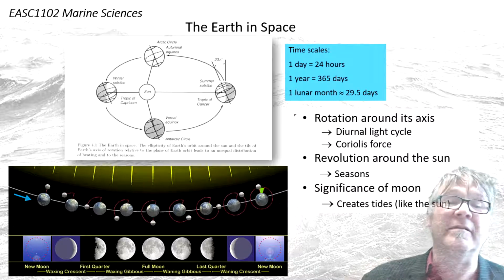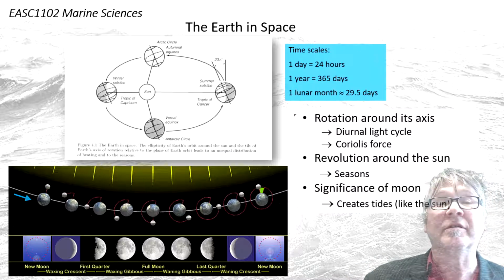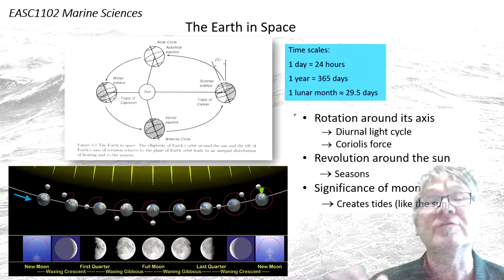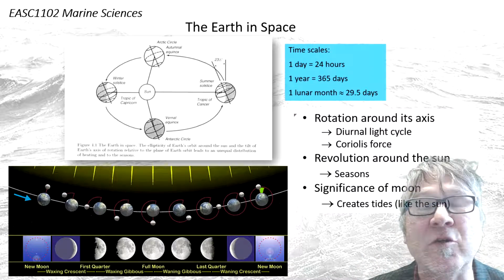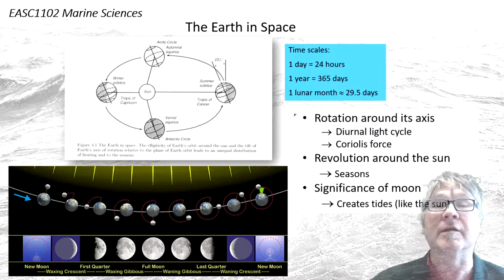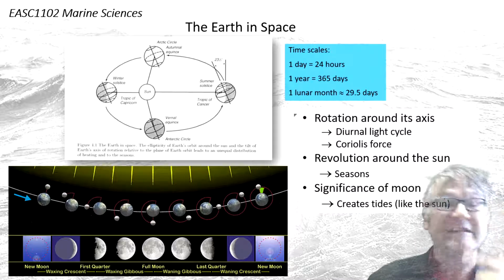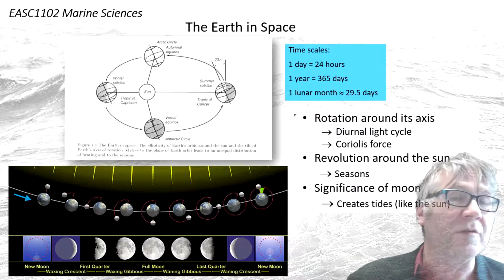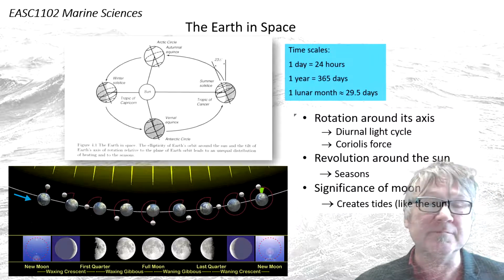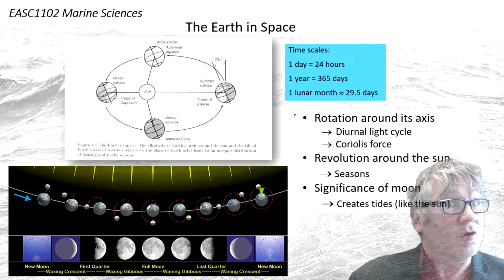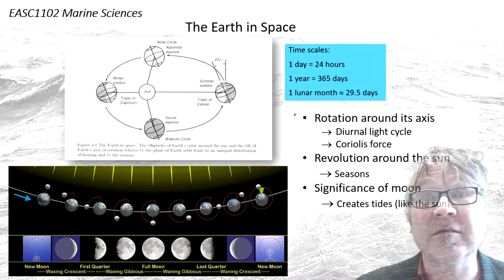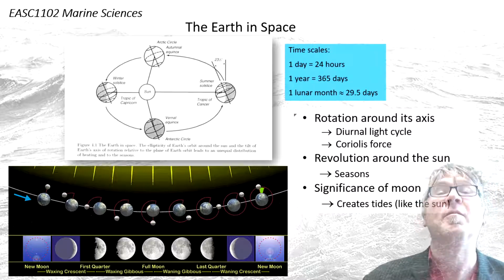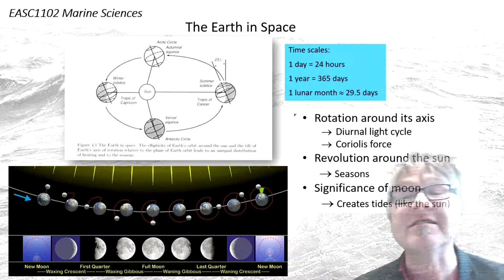So it gives rise to the diurnal light cycle. And the Earth's rotation also induces something that we call the Coriolis force. What the Coriolis force does is it actually produces circular weather systems on Earth in the atmosphere, cyclones, and in the ocean it also produces circular movement patterns which are known as eddies.